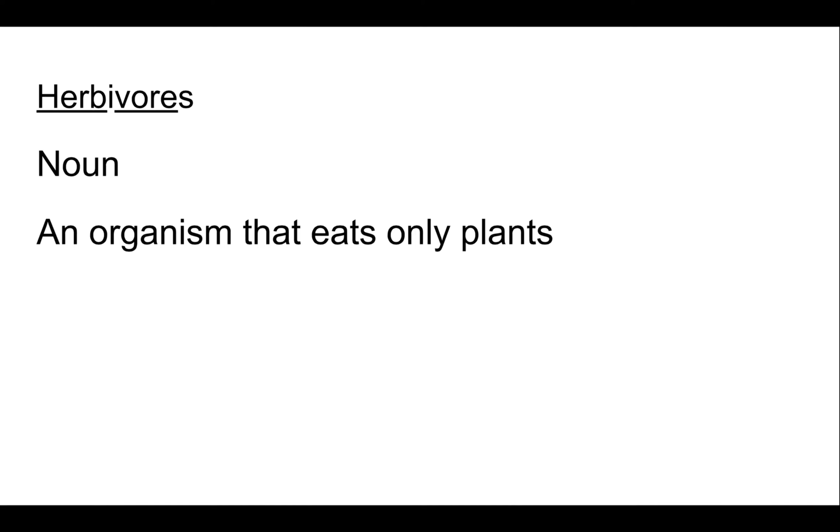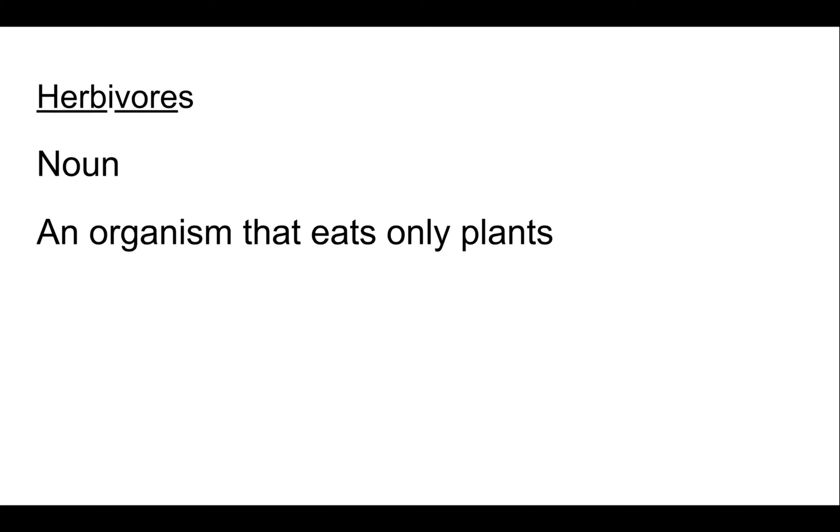Herbivores. Now, I've underlined the word herb because most of us have heard of herbs, right? Whether we use them in cooking or we grow them out in a garden, talking about like a flowering plant of some kind. And then I underlined the word vor because that comes from the root word, which means one that eats. So one that eats herbs or flowering plants is an herbivore.